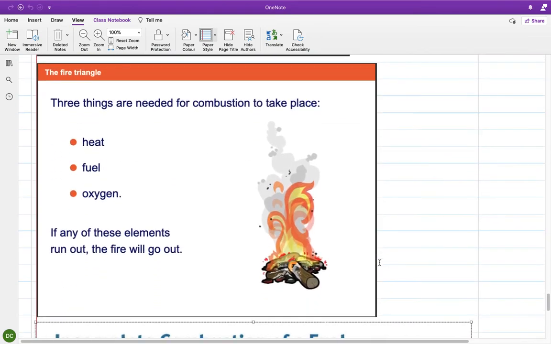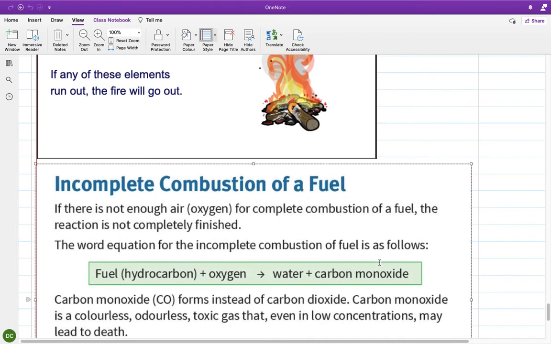And the fire triangle, I'd say you've come across this before. Very, very important. Three things are needed for combustion to take place, and they are heat, fuel, and oxygen. If any of these elements run out, the fire will go out. Okay, heat, fuel, and oxygen.